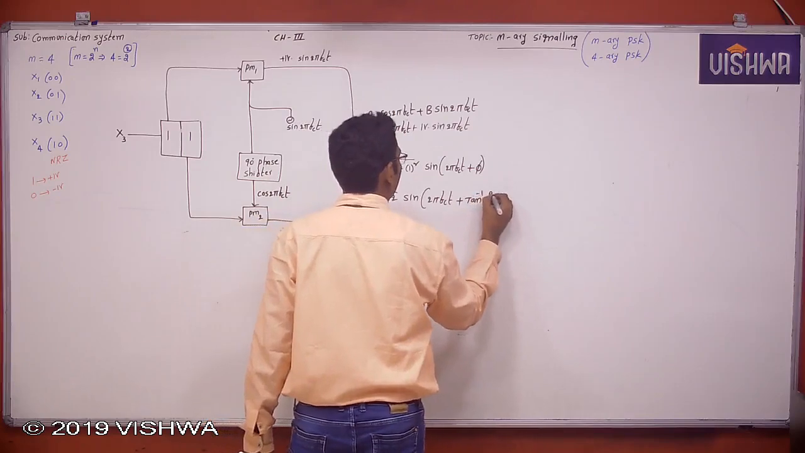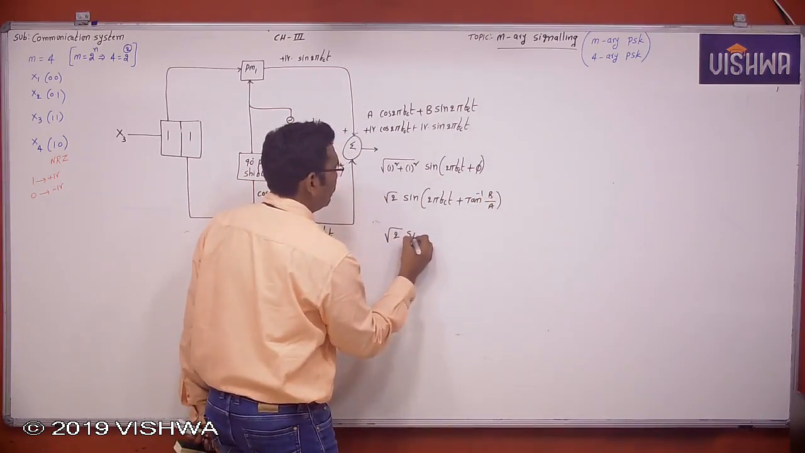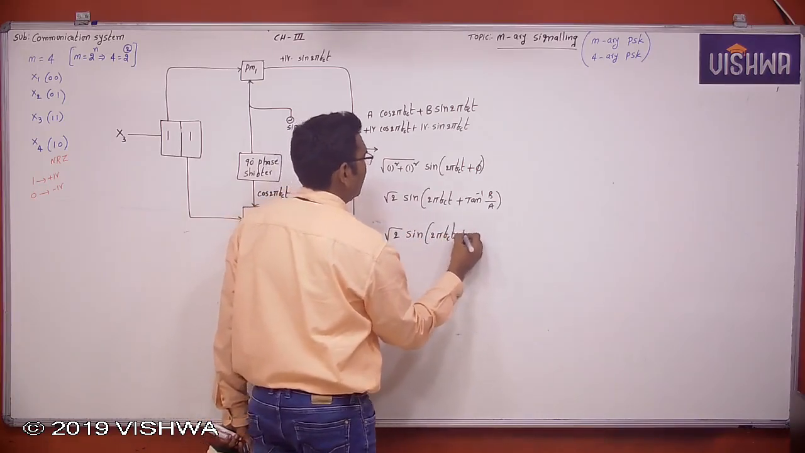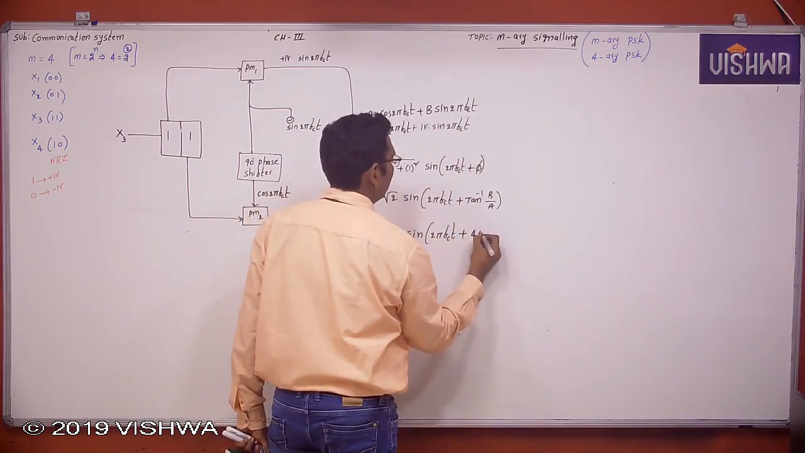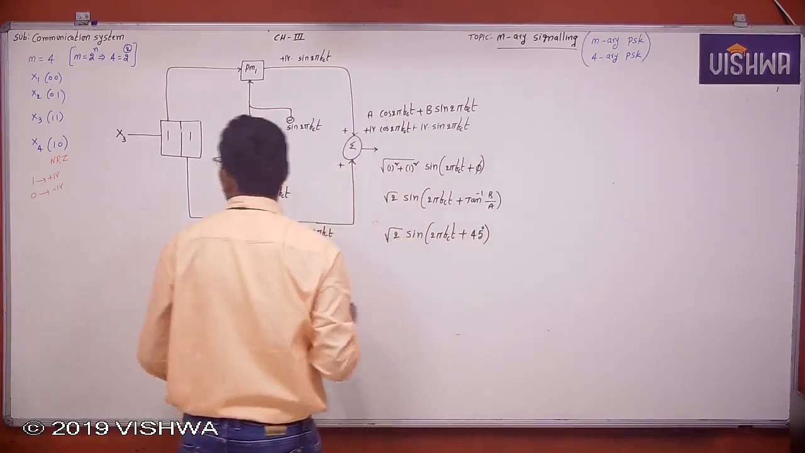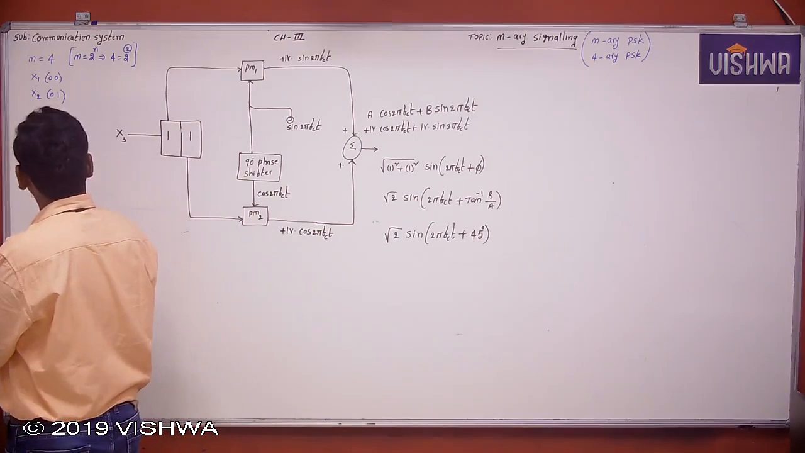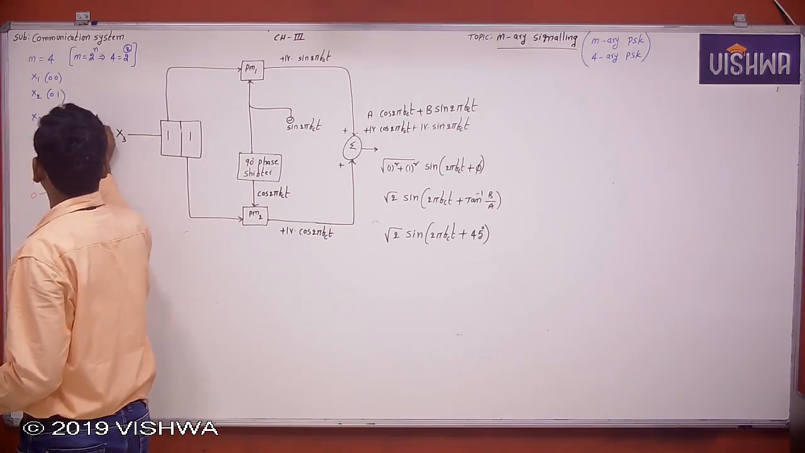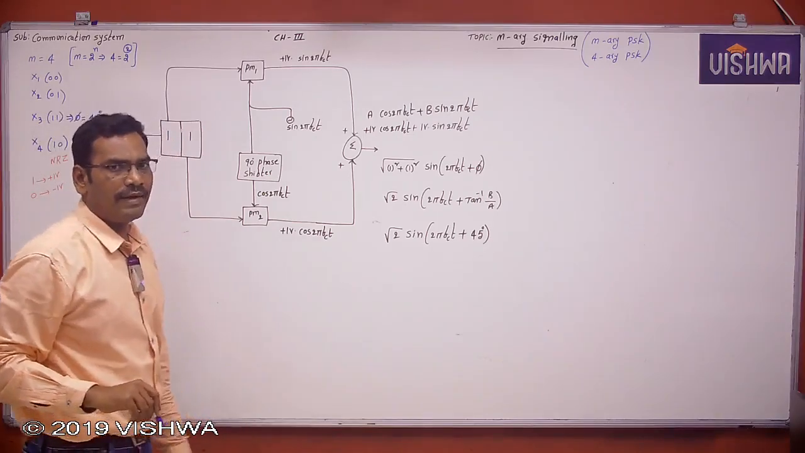Tan inverse B by A. Then what happens? Square root of 2 sine of 2 pi FCT plus tan inverse B by A, which is tan inverse 1 by 1, which is 45 degrees. Therefore, the phase produced by the symbol X3 is 45 degrees. Right? Now similarly, can we find the phases for the remaining?